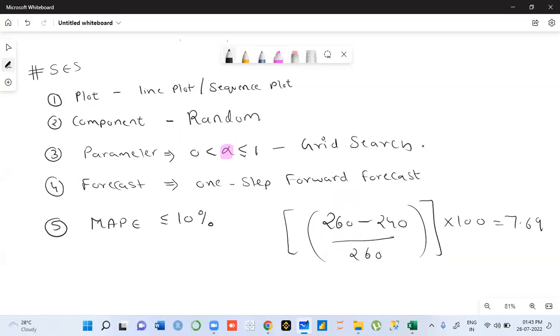Mean absolute percentage error. What is the formula for error? Your y is 260, y hat is 240. To calculate percentage, divide by y, multiply by 100, absolute means modulus. So take your modulus, do it for all rows and compute the mean. Logic clear, guys?